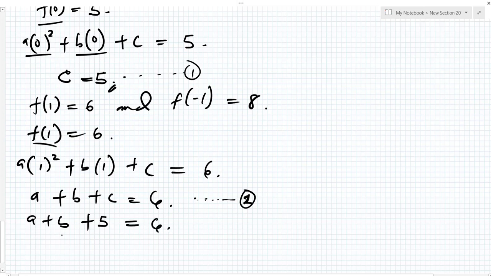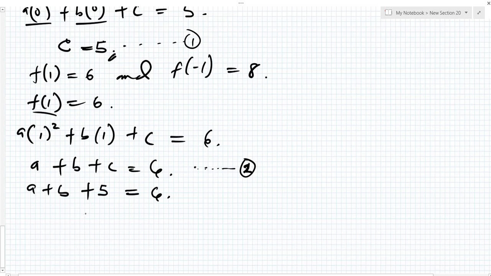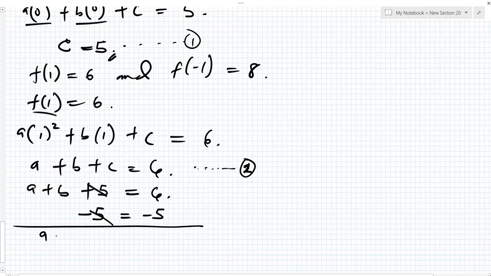So now I needed to add minus 5 to both sides of this equation. So I will be left on the left hand side, this will cancel out this. I will be left with a plus b. Now 6 minus 5 will be 1. So this is equation 3.